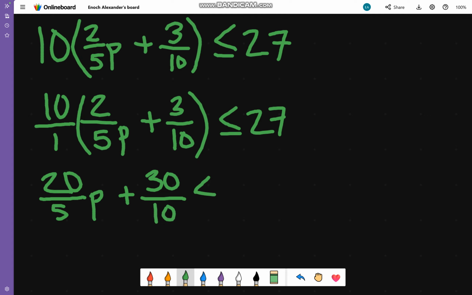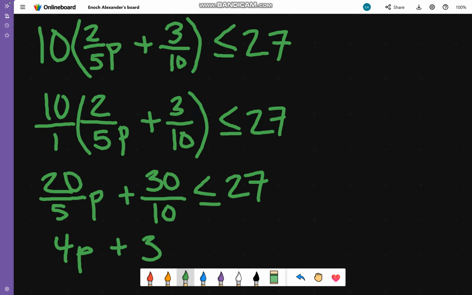And they will be less than or equal to 27, because it's an inequality. Now we have 20 over 5, which we can simplify because 20 is a multiple of 5. So 5, 10, 15, 20, so there are four fives in 20. We can multiply 5 times 4 to get 20, so 20 divided by 5 is 4. We'll get 4p. And we'll take 30 and divide it by 10. 30 divided by 10 is 3.